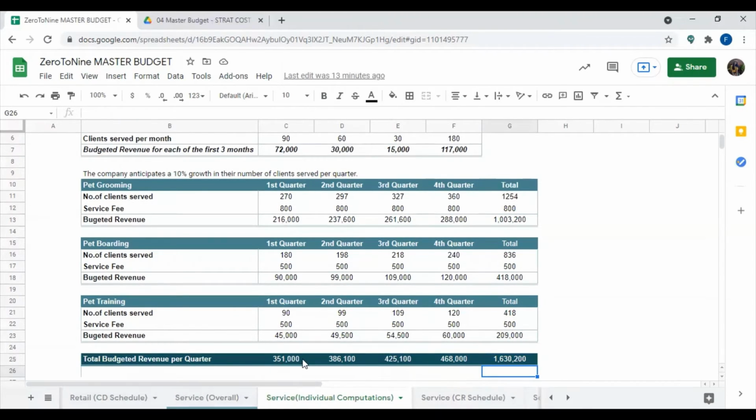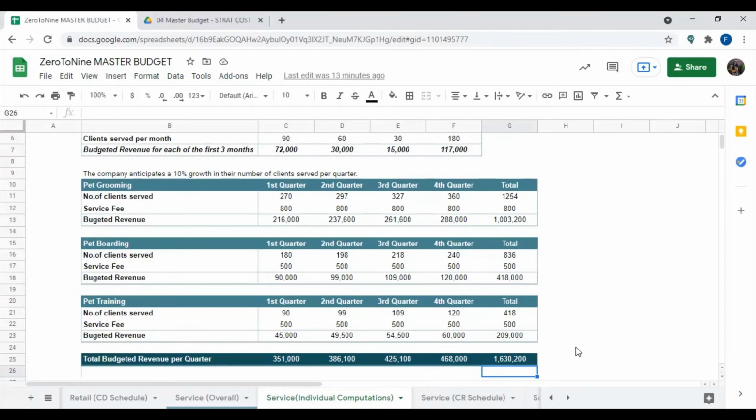The total budgeted revenue for the first quarter is 351,000, which is computed by adding all the budgeted revenue for the first quarter from all the services. For the second quarter, the total budgeted revenue is 386,100. For the third quarter it is 425,100, and for the fourth quarter it is 468,000, with a total budgeted revenue for the whole year of 1,630,200. Given this budgeted revenue, we can now proceed to the cash receipts budget of the business.